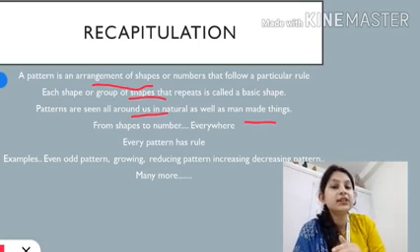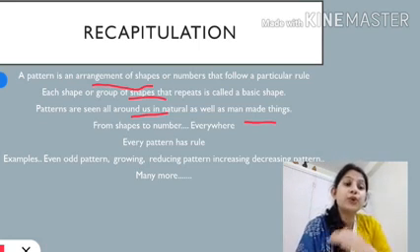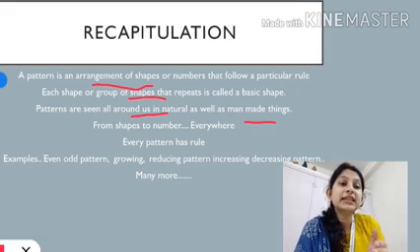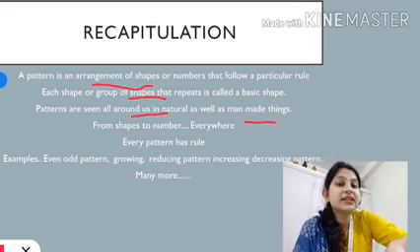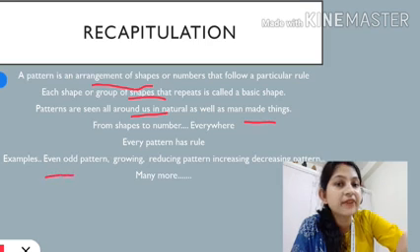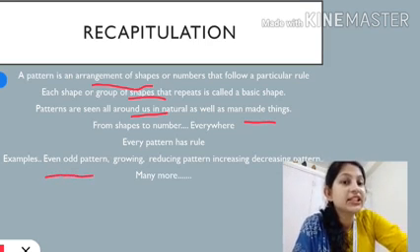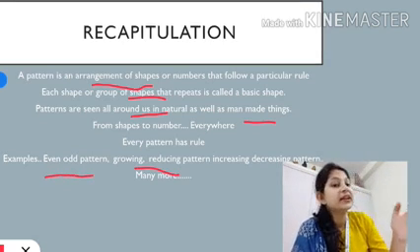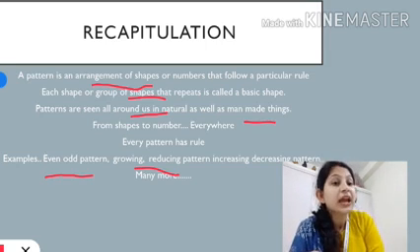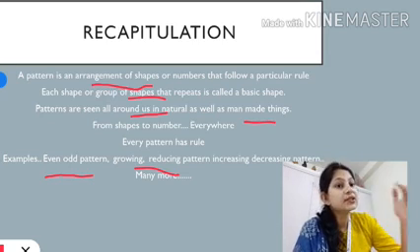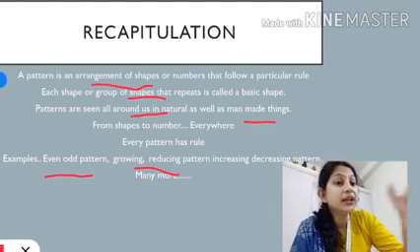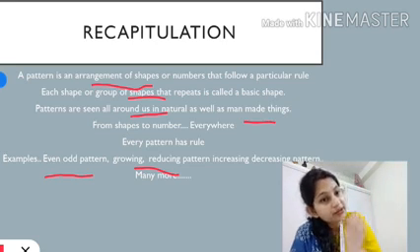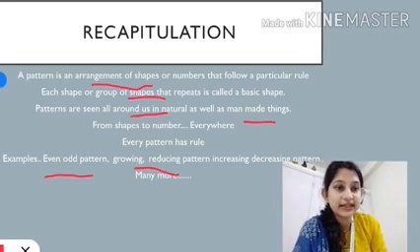You remember we have learnt about even-odd pattern, then growing and reducing pattern. As patterns were seen in shapes around us, patterns are seen in numbers also. Whenever the pattern is increasing, it is a growing pattern. When it is reducing, it is a decreasing pattern. And one more thing: if it is growing, it grows by some particular number; if it is reducing, it reduces by some particular number. Again students, if you have any doubt, you can contact me.